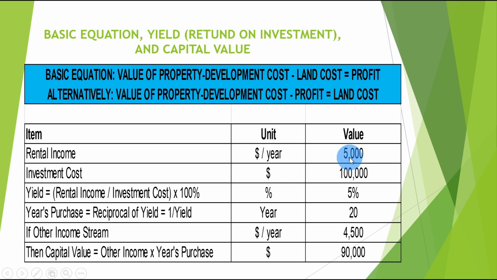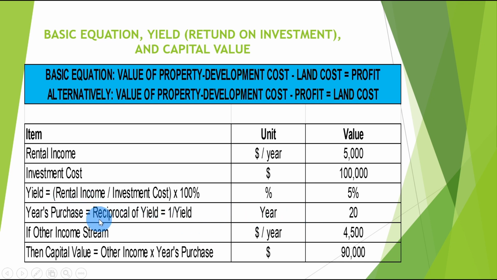For example, if we rent out at $5,000 a year, and our investment cost is 100,000 for our property, then the yield, or rent yield, or return on investment, is equal to rental income divided by investment cost times 100%, which is 5%. I mean, $5,000 a year divided by 100,000 is equal to 5%.